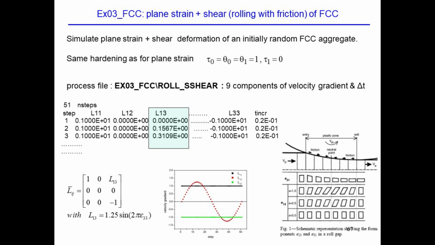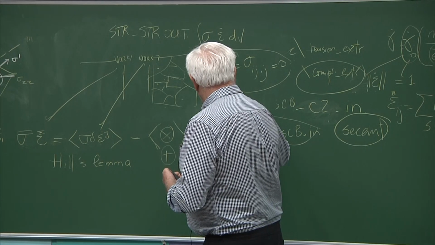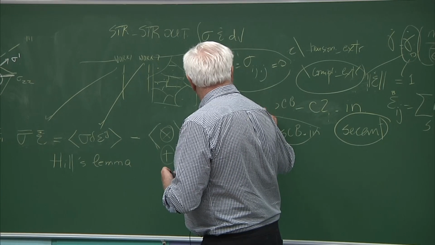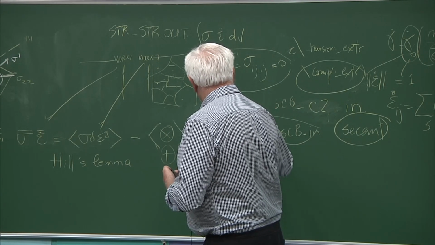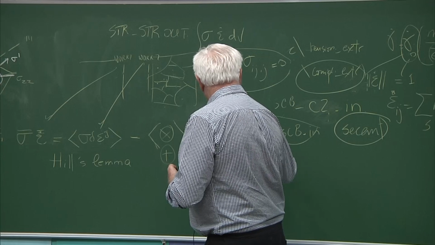What happens is, now you have a velocity gradient that has extension in the direction of rolling, compression in the direction of normal, but has a component here, L13, which is non-zero. That is your shear. So L13 is your delta U1 over delta X3.